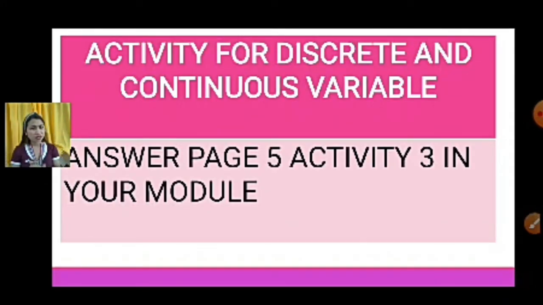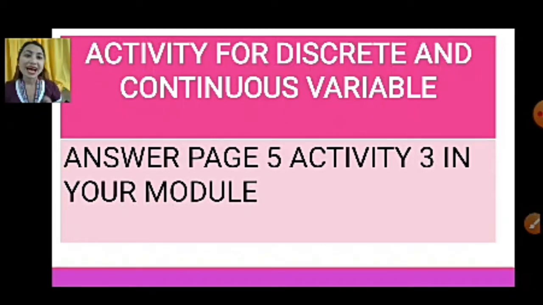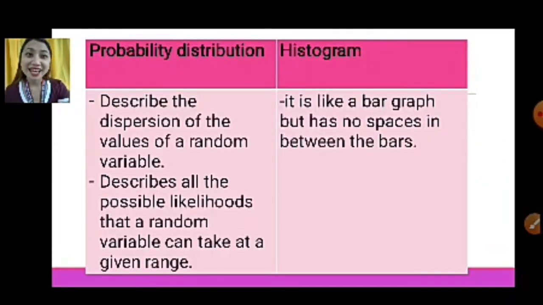For your activity on discrete and continuous variables, in your Module 1, Statistics and Probability, answer page 5, Activity 3. That will be passed on Wednesday, since that is our schedule. I hope you will not get mistaken because it is very clear that discrete is counting and continuous is measurement. God bless in answering that one.